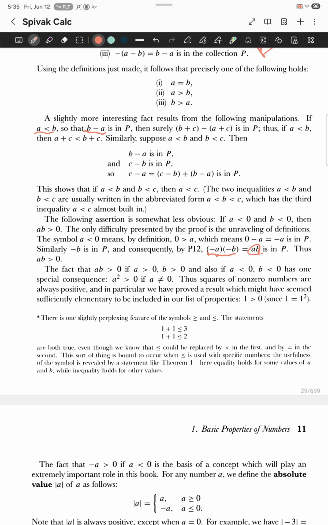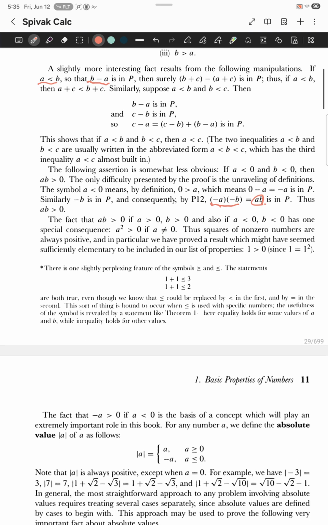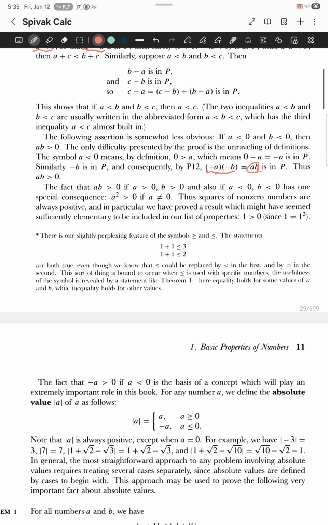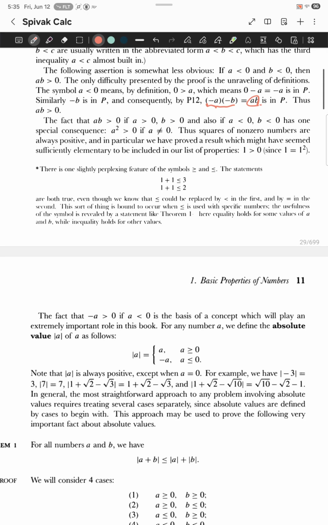There is one slightly perplexing feature of the symbols greater than or equal to and less than or equal to. The statements both are true, even though we know that less than or equal to could be replaced by less than in the first and by equal in the second. This sort of thing is bound to occur when less than or equal to is used with specific numbers. The usefulness of the symbol is revealed by a statement like Theorem 1. Here equality holds for some values of a and b, while inequality holds for other values, right? Was it obvious to us that a squared is greater than 0?